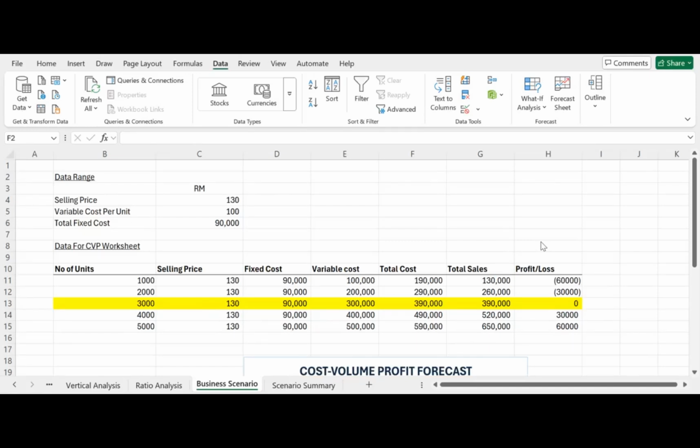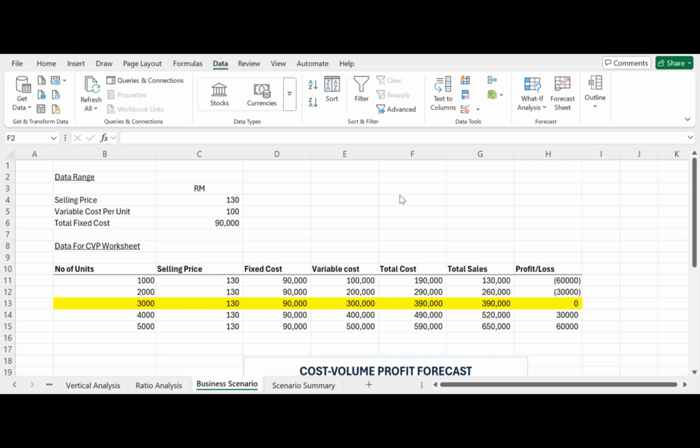So now I'm going to explain how to do a what if analysis. The first thing that you must have is the data. For our group, we already have the data. We have the data range, the data for the CVP worksheet. We have number of units, selling price, fixed cost, variable cost, total sales, and profit or loss.